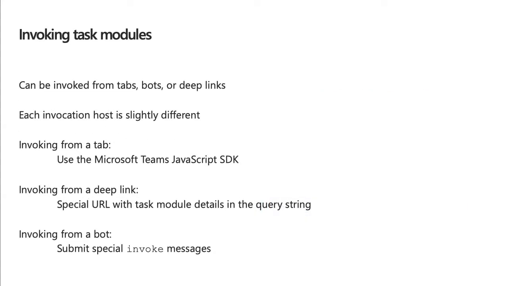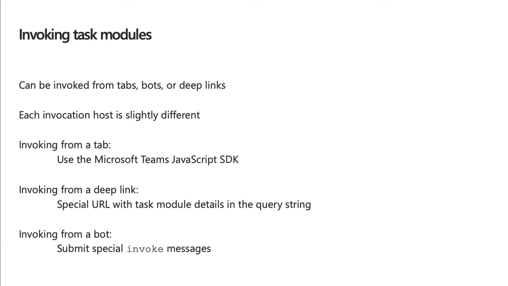Now, task modules can be invoked from tabs, bots, or deep links, and what appears in one can be either an HTML page or an adaptive card. When I say what appears in one, I mean what appears in the task module. This implementation provides many options in how they're invoked and how to deal with the results of a user's interaction. Depending on where you are invoking the task module, the invocation is slightly different.